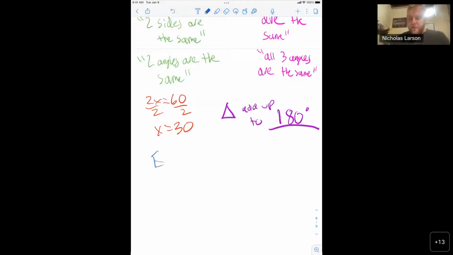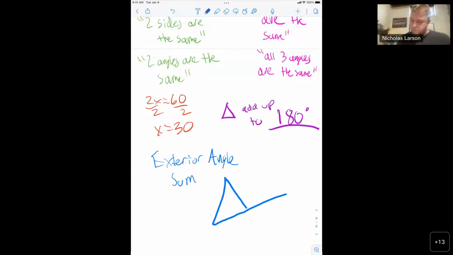There's also something called the exterior angle sum, which basically tells us this. If I have a triangle, something like this, and I know the angle on the outside of my triangle, so I know that this angle is 70 degrees here. We would classify this blue line as a straight line. And who can remind me? How many degrees is a straight line?